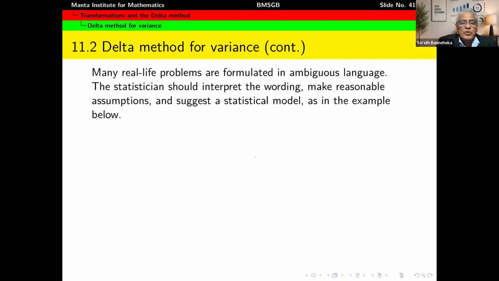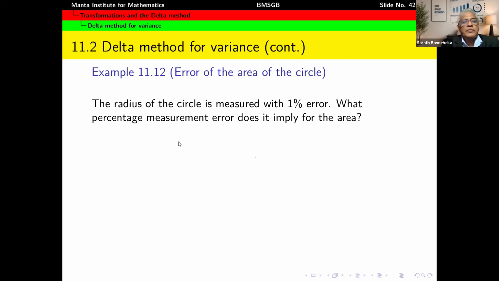So anyway, this problem shows you some possible difficulties that arise in interpreting the question. And if we interpret the question in a way that is meaningful, then we will be able to answer it meaningfully. So let's look at this problem. The radius of a circle is measured with 1% error. What percentage measurement error does it imply for the area? Right, so this is the question.